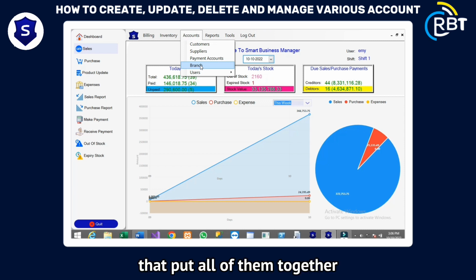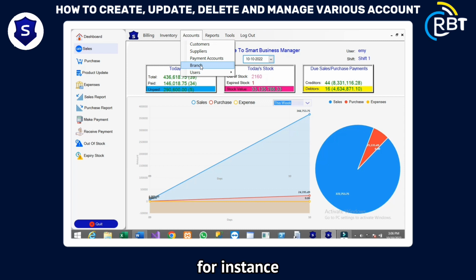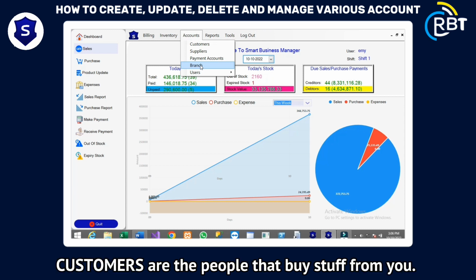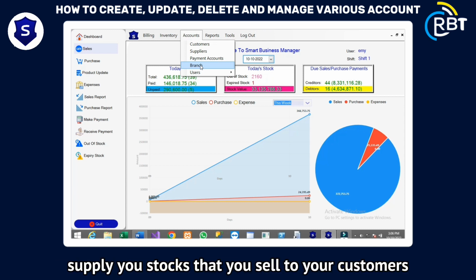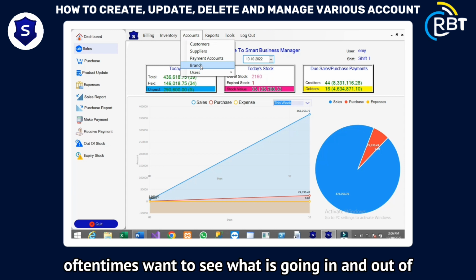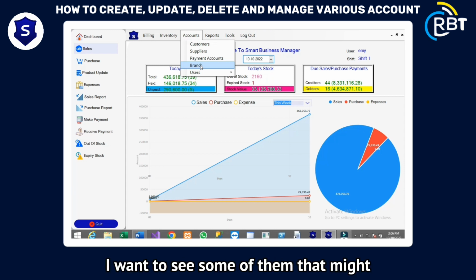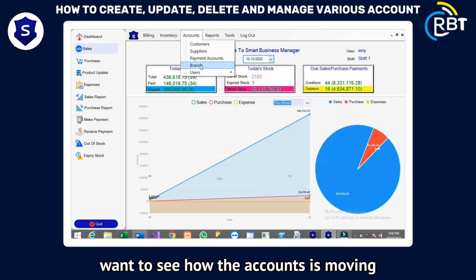So that's how we put all of them together, even though they're a little bit distinct, they have some shared characteristics. For instance, you have your customers and your suppliers. Customers are the people that buy stock from you. Suppliers are people that supply you stocks that you sell to your customers. Once you create an account for them, you can see what is going in and out, and some of them you might be offering credits, or they might be offering you credits. You want to see how the account is moving.